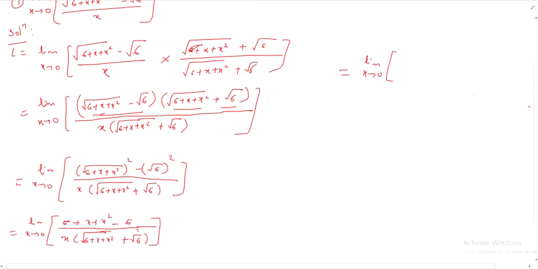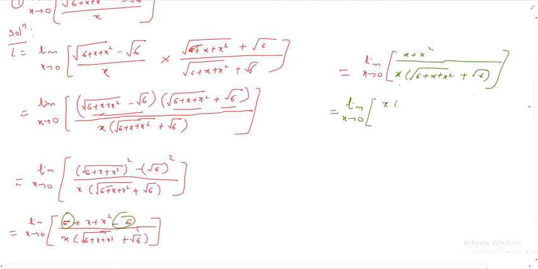Here, if you look, this plus 6 and this minus 6 get cancelled. Therefore the remaining terms are x plus x square upon x into root of 6 plus x square plus root 6. So it is equal to limit x tends to 0, inside the bracket.